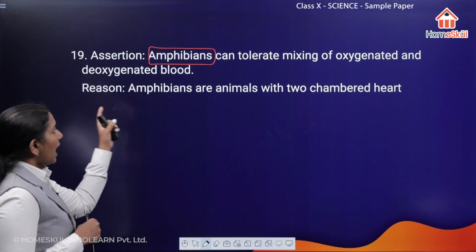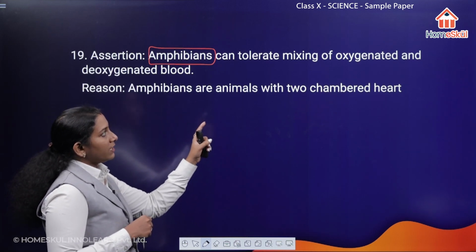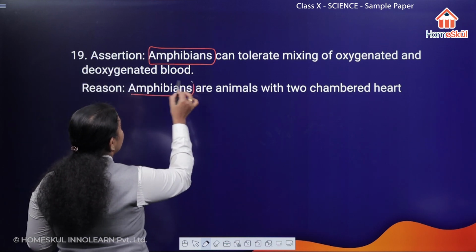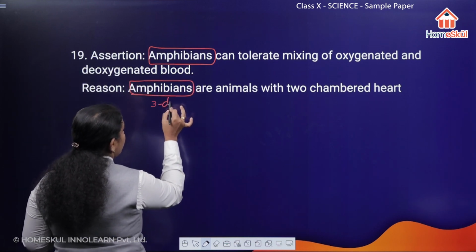And the reason: amphibians are animals with a 2-chambered heart. Okay, so the amphibian heart is actually 3-chambered.